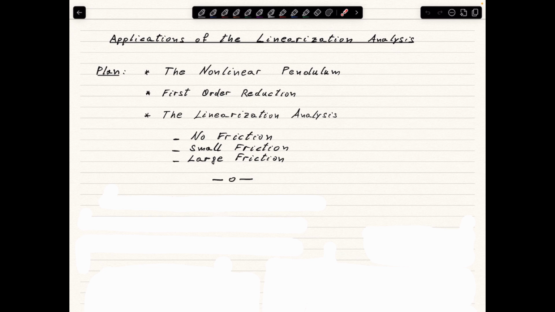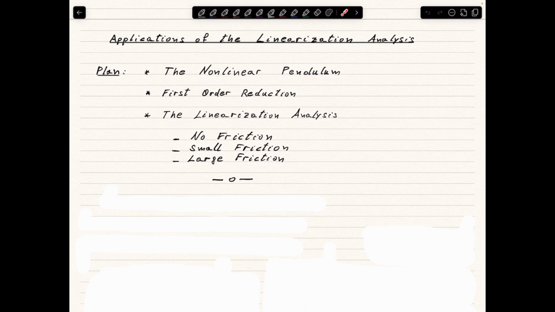In this video, we continue studying applications of the linearization analysis to find qualitative solutions of nonlinear systems. The system we are going to study today is the pendulum, and we are going to study the solutions of the equation for the pendulum in the case of both small oscillations and large oscillations. The latter case, large oscillations, is called the nonlinear pendulum.